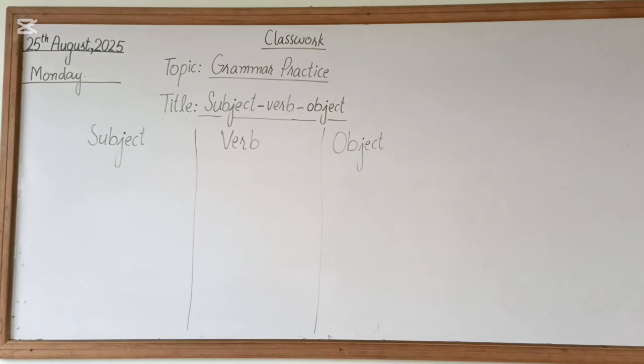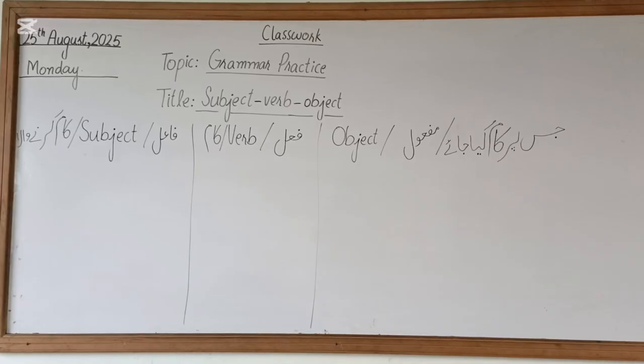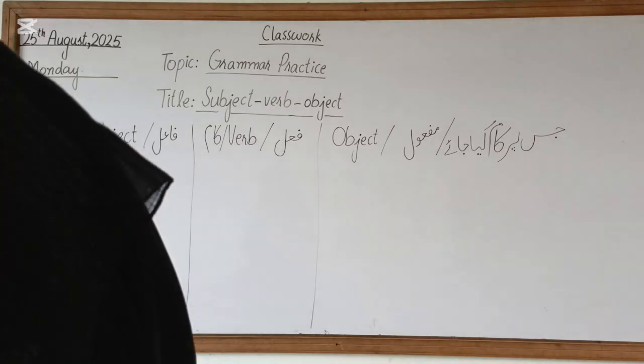So yeah, the subject. First we will progress along what subject is. Subject is basically the one noun who works. Okay, subject is basically काम करने वाला, and in Urdu you call it or name it. So students, as you can see on the board, the word subject is फाइल, काम करने वाला, verb is फेल यानी कि काम, and object is मफ़ूल, जिस पर काम किया जाए. We will start with the definition of subject. Subject is the one who works.